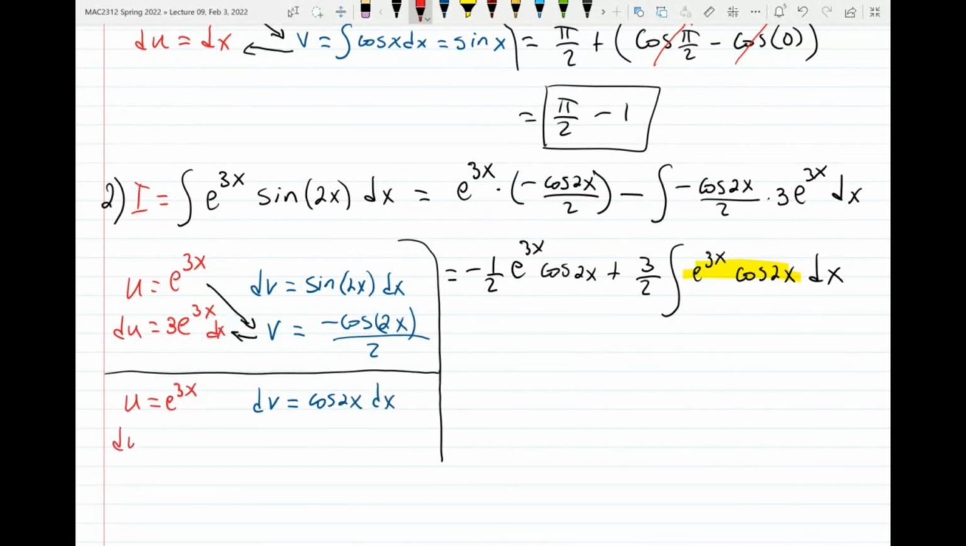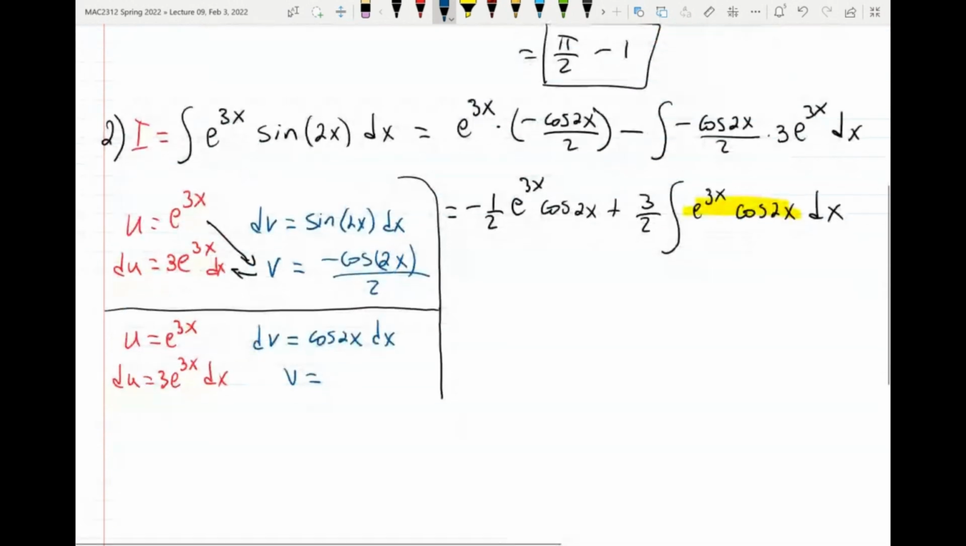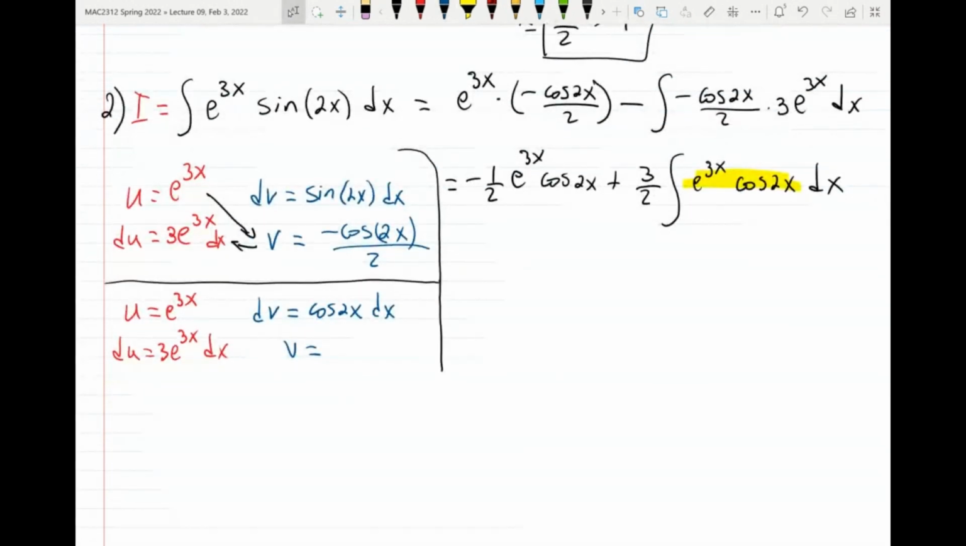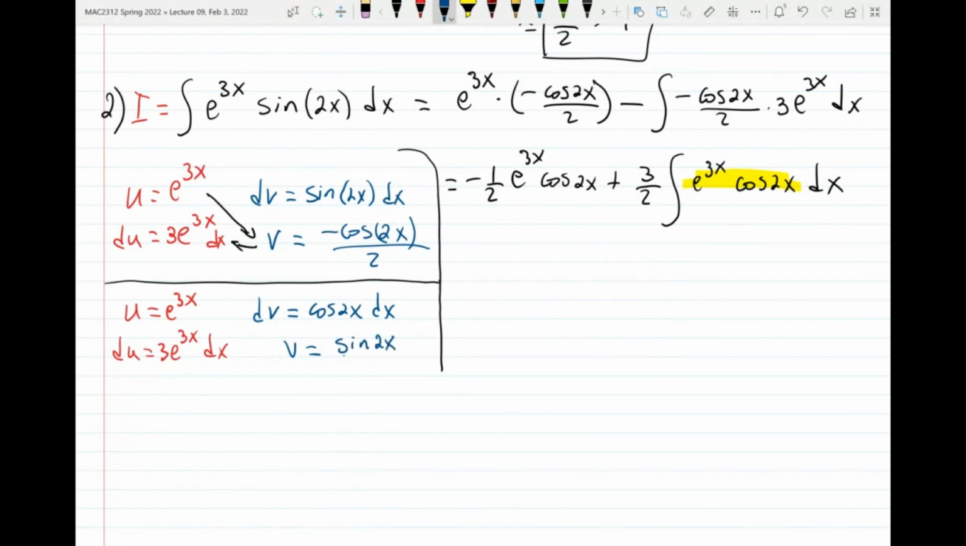Then the u is going to be 3 e to the 3x dx. And v, so what's the integral of cosine of 2x? Integral of cosine of 2x? Good. Sine of 2x over 2. Perfect. Okay, so now we go at it again.